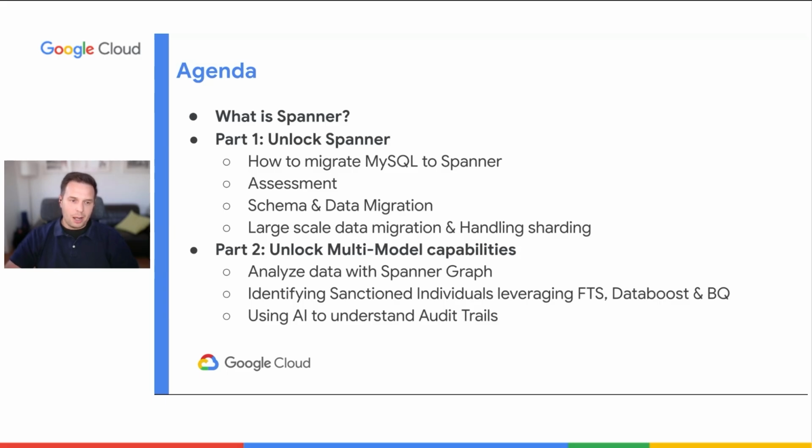Then in the second part, once we have the data inside Spanner, we are going to put Spanner Graph analysis on top of the data. And we are going to do some advanced analytics on operational data using Spanner's full text search as well as Gemini models to identify, in our scenario, sanctioned individuals and understand their behavior.